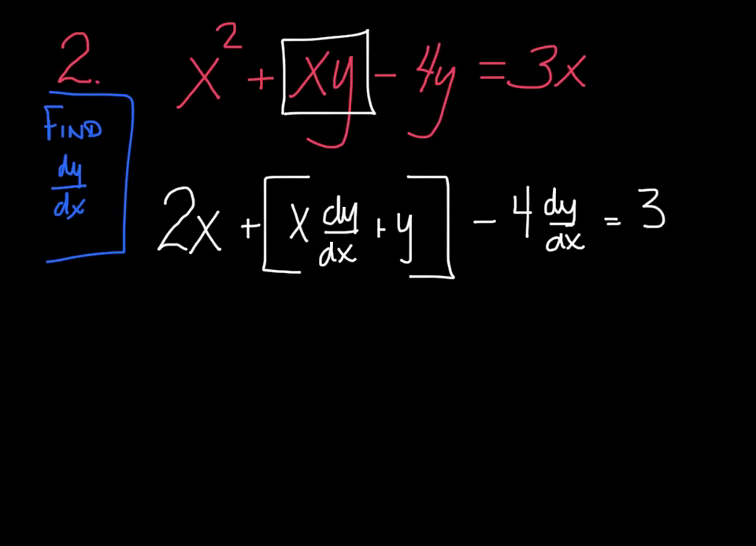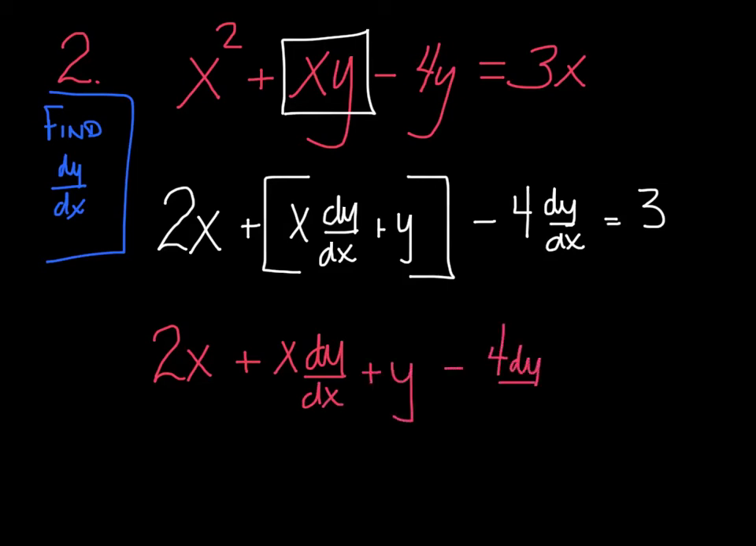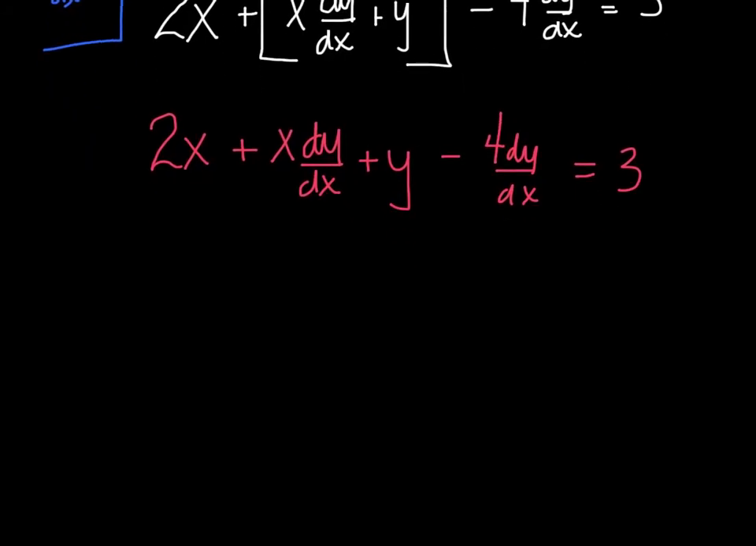Okay, so I'm going to clean this up. I'm going to say that's 2x plus x dy dx plus y minus 4 dy dx equals 3. So I've done the calculus. Nothing left is calculus. This is just nice, easy algebra. Remember, collect the dy dx's on one side, boot anybody else to the other. So I'm going to leave this x dy dx and the minus 4 dy dx.